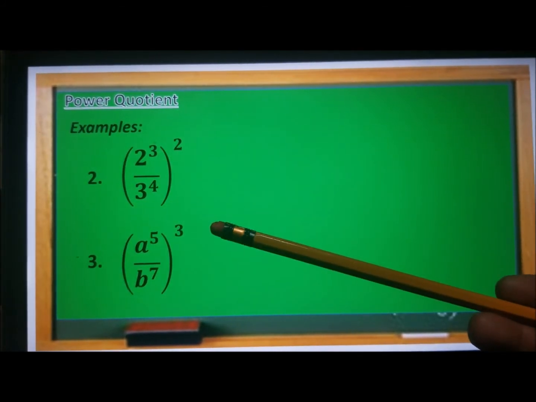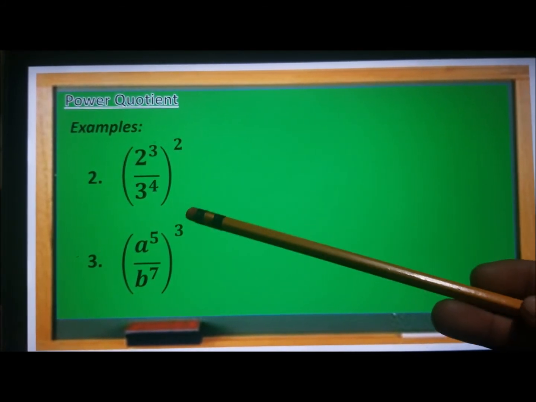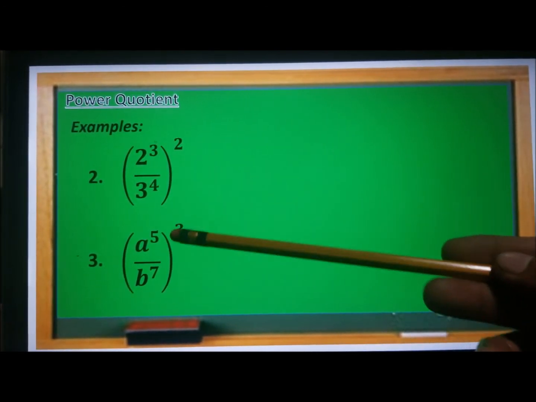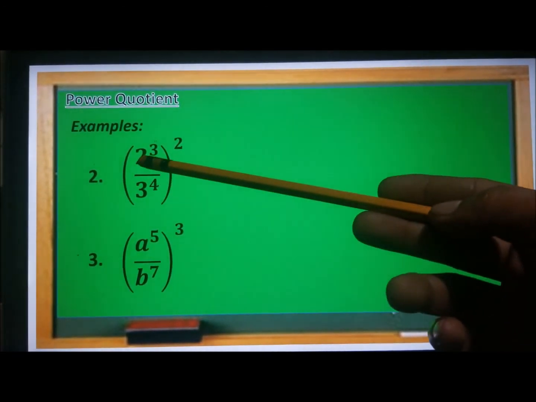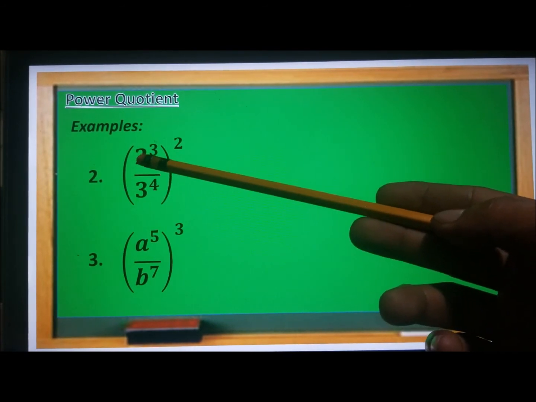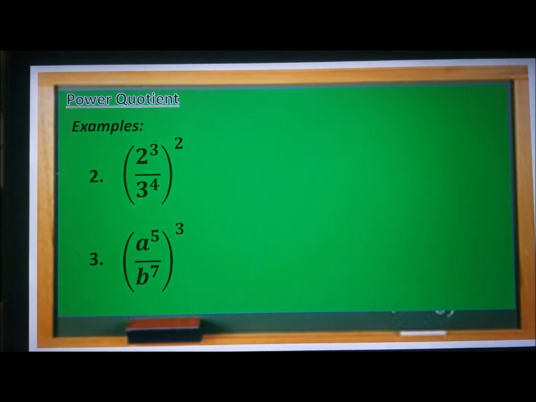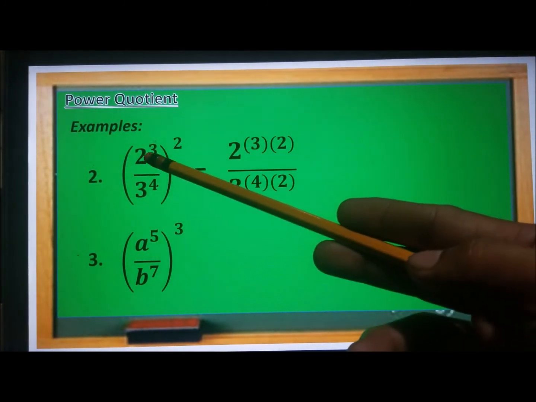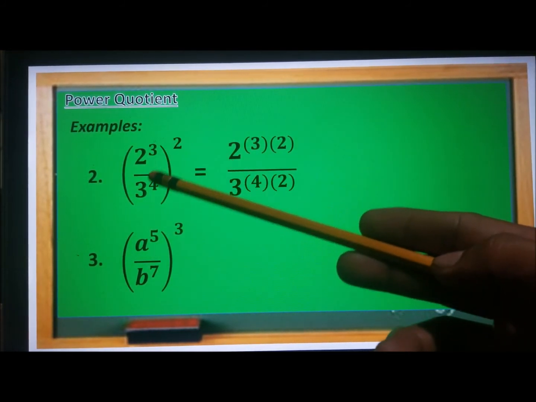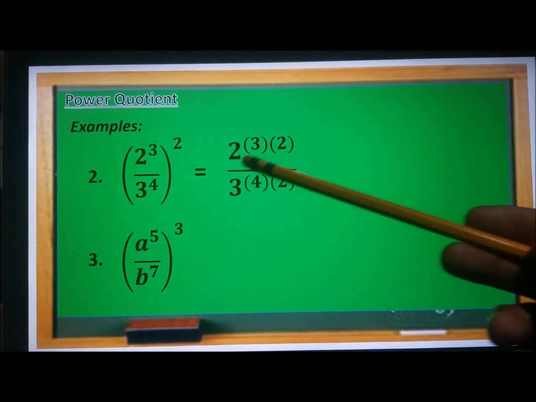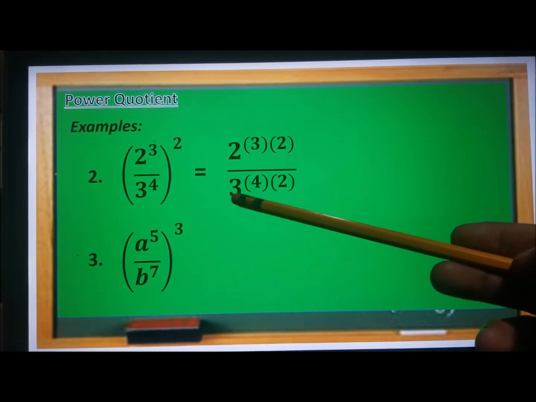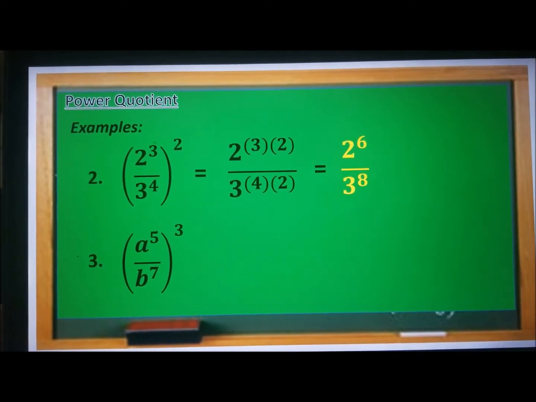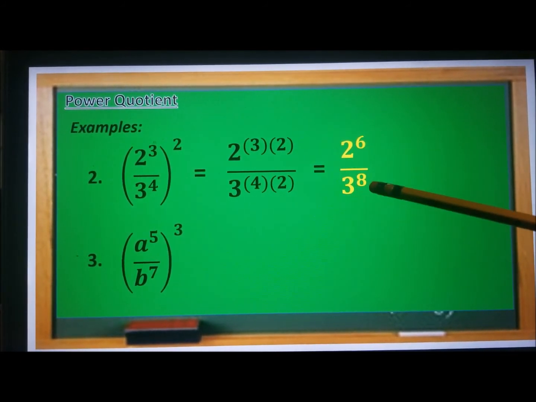For the next set of examples, let's have 2 cubed divided by 3 raised to 4, all raised to 2. Again, all we have to do is copy the bases, which are 2 for the numerator and 3 for the denominator, then multiply the exponent of the numerator with the outer exponent. So we have 3 times 2. Then for the denominator, we have 4 times 2. So the answer will be 2 raised to 6 over 3 raised to 8.